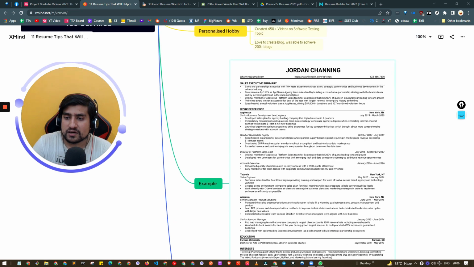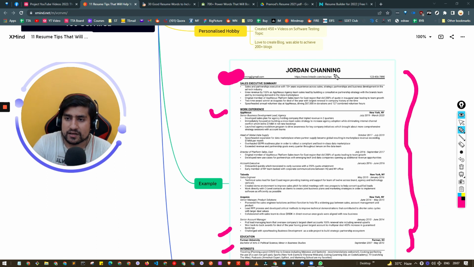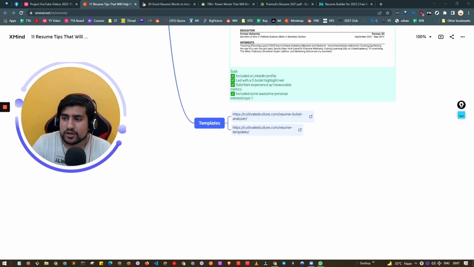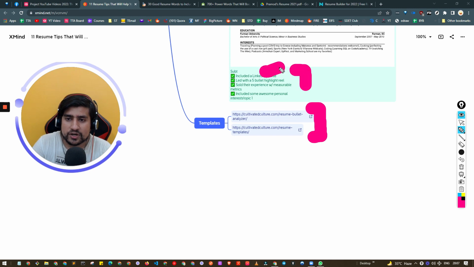Let's move on. See, this is very clean. And I think this is very clean, where information, work experience, education and interests are clearly visible, and LinkedIn. Right. So this is actually a good example of a resume template. Now you can download the templates here. Here, if you see, let me make it a little smaller.